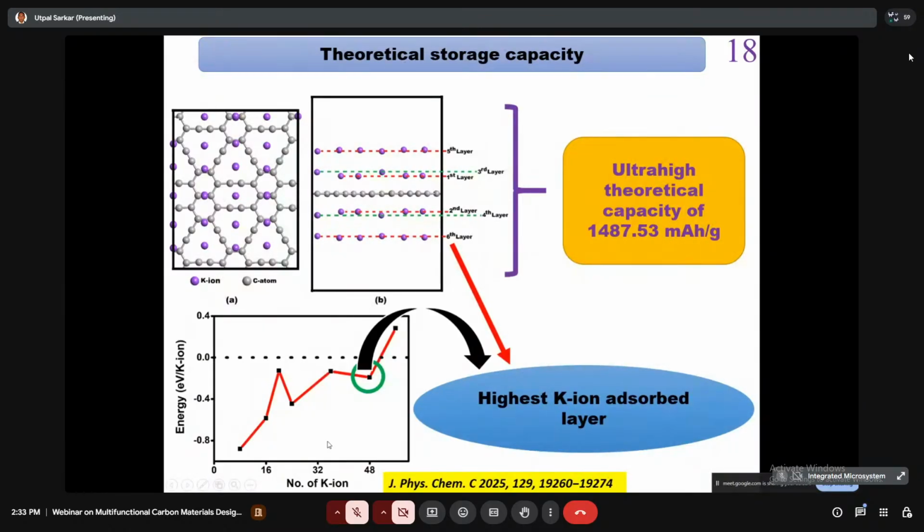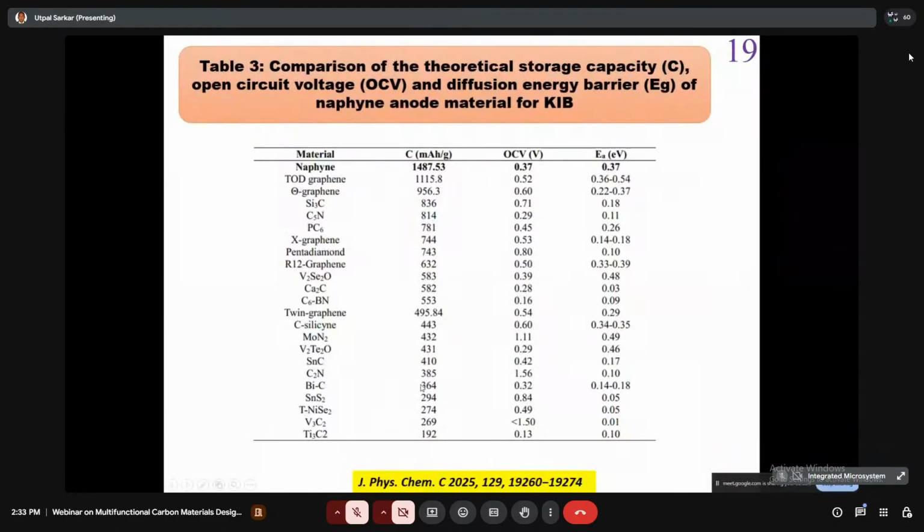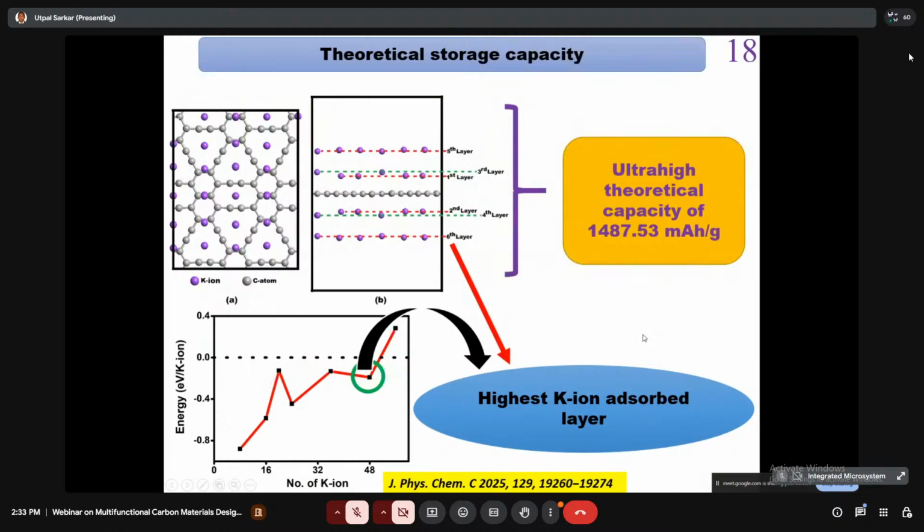And finally we have shown how the absorption energy changes with the number of potassium ions. We see that the absorption energy is negative for the first layer, second layer, third layer, fourth layer, fifth layer, sixth layer, and then when you try to add the next layer, the absorption energy becomes positive. That means it cannot accommodate more than 6 layers. So it can accommodate up to 6 layers of potassium, up to this one.